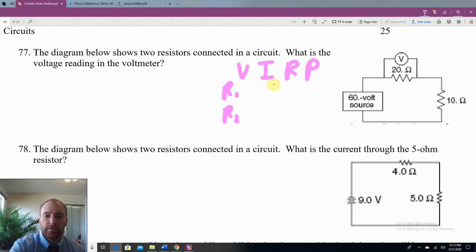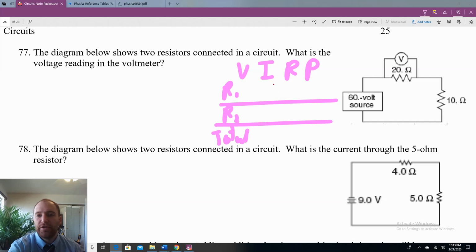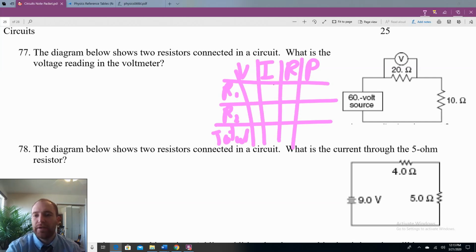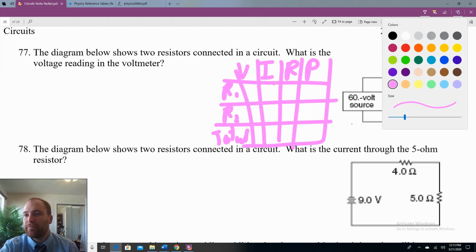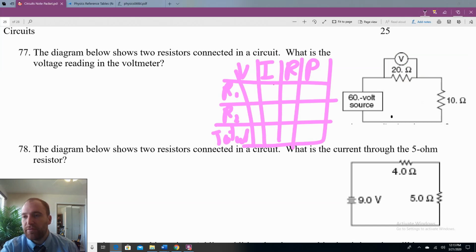R1, R2, total. Now, I really like this question because it's exactly the type of question that I would expect students to get wrong as you're learning this topic. But as long as you do the verb chart, you'll get it right. So let's make sure that we do that. Again, we just have to be really careful with all the values that we use, and that they all match each other.